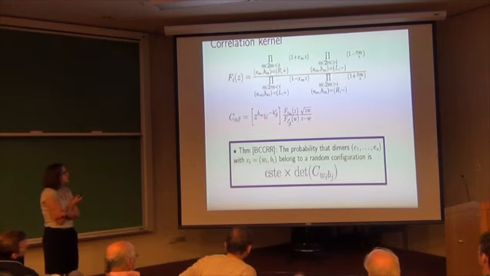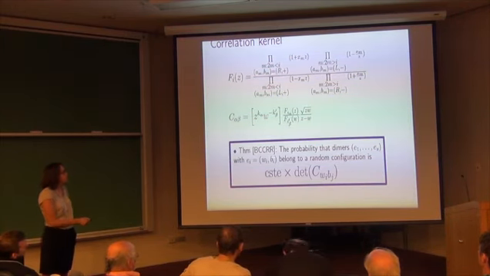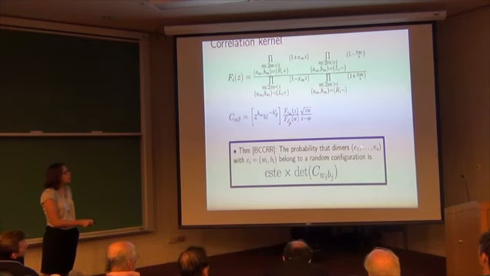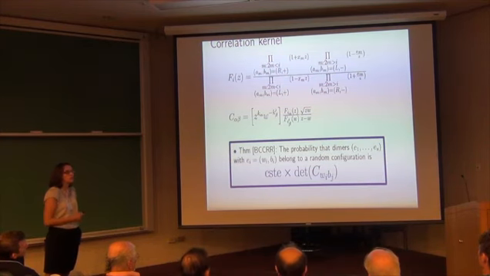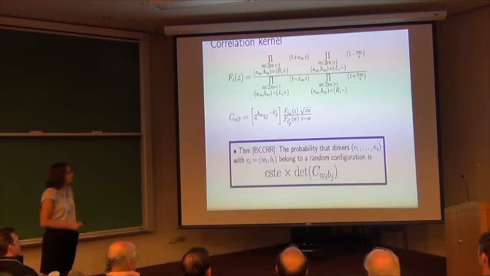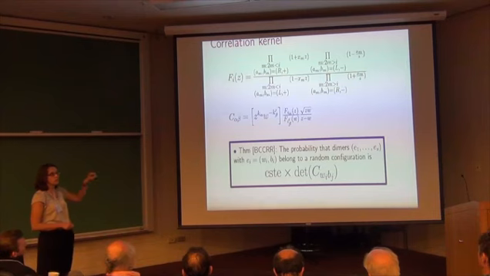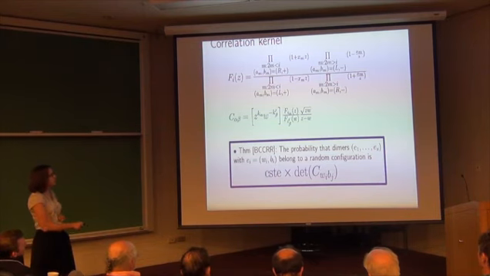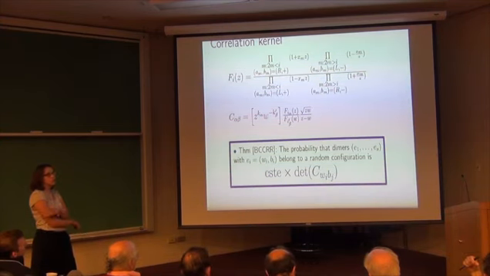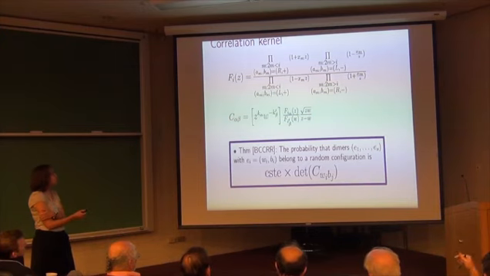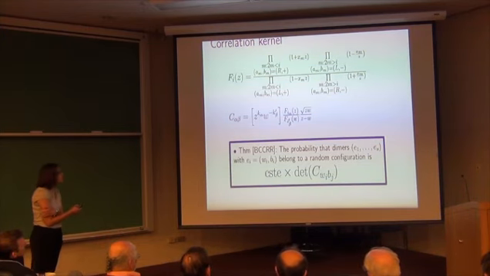Here is an example of a result we can get. We can compute the probability that you'll have a set of dimers in a random configuration. So I have those S dimers here given by EI. WI is the position of the white vertex and BI of the black vertex. And this probability is a simple constant times the determinant of the correlation kernel.